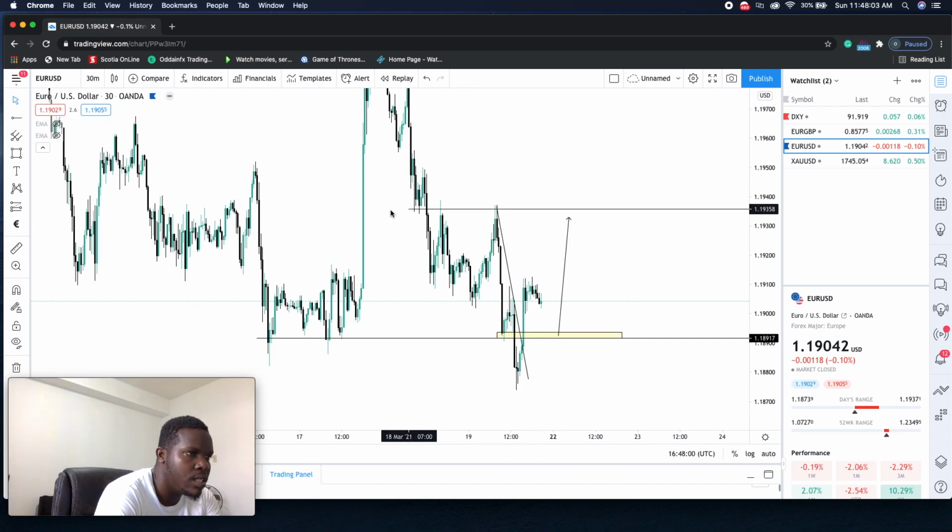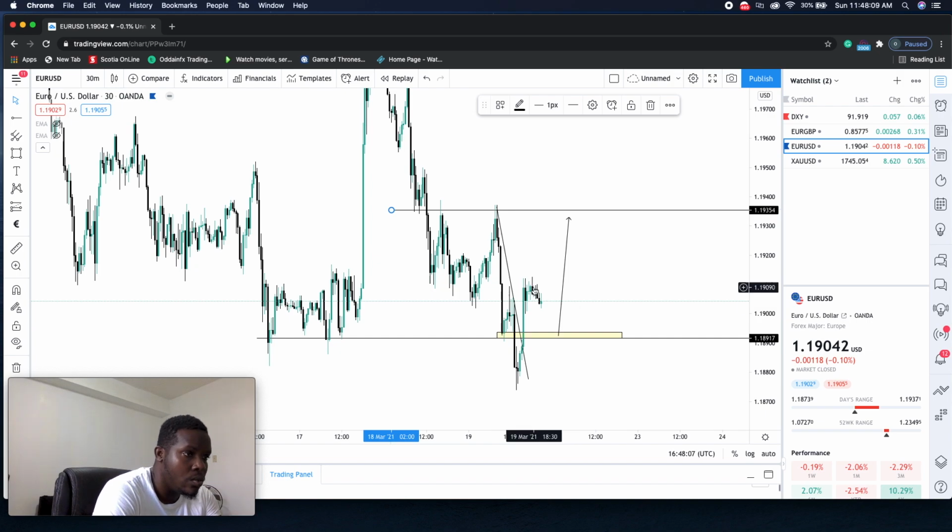As you guys can see, it's a strong resistance level. The market bounced once, twice, 3 times from this level. So again, I'm anticipating that this market is going to push to this level, and then from here, I'm going to be looking for buying opportunities.